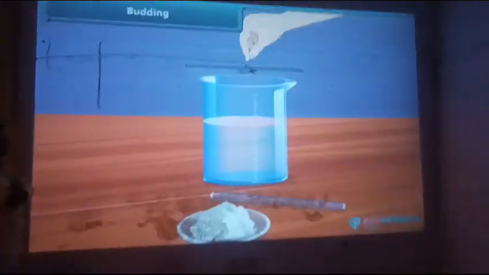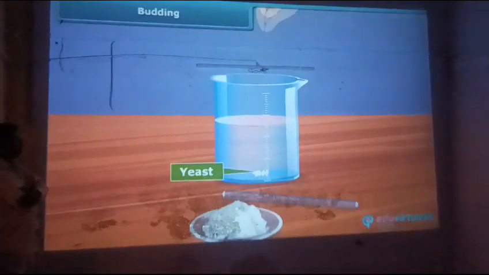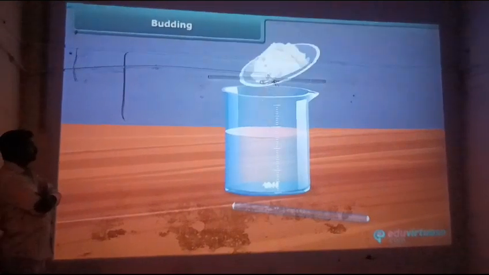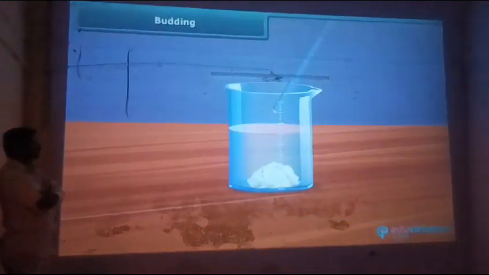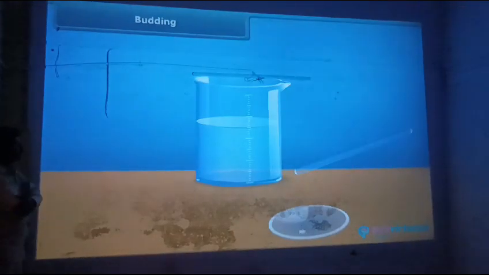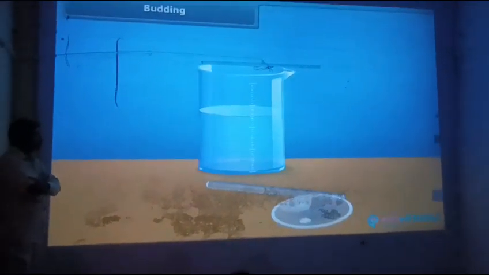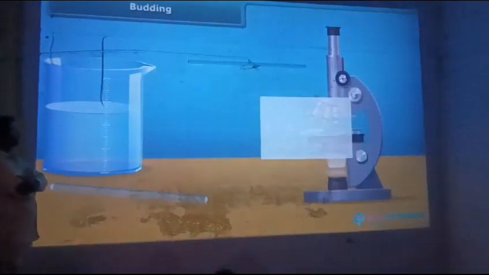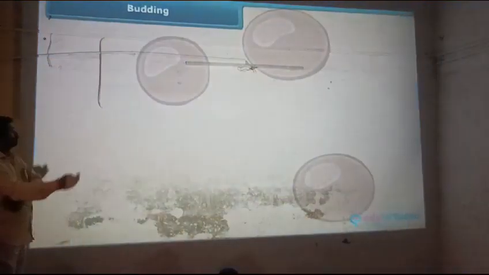Take a pinch of yeast powder and place it in a beaker with some water. Add some sugar and swirl to dissolve it. After an hour or so, put a drop of this liquid on a watch glass and observe under a microscope. You'll observe new yeast cells formed.